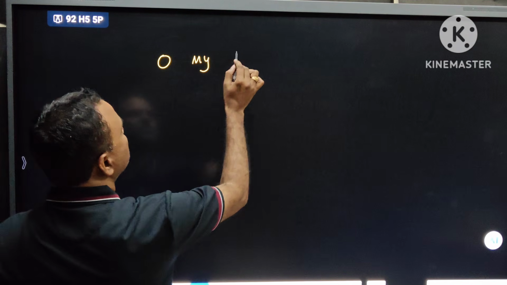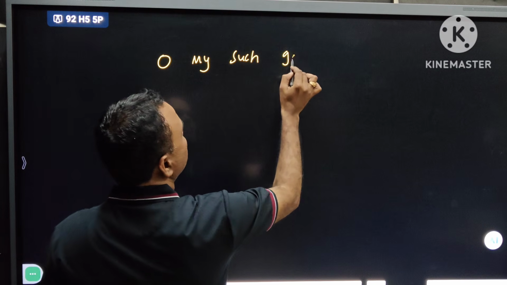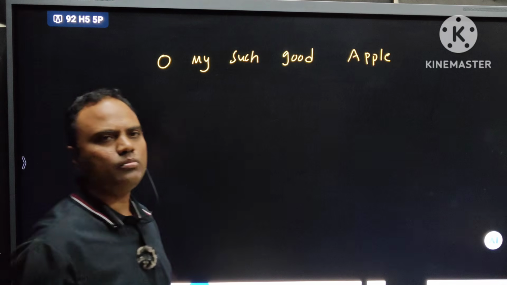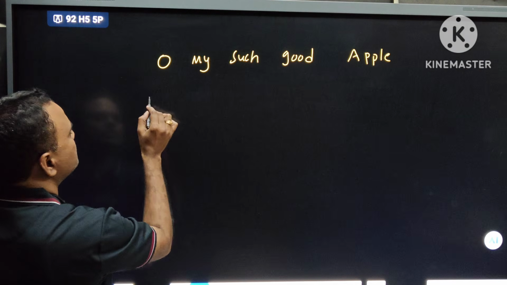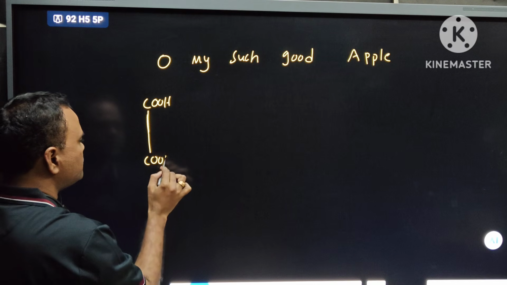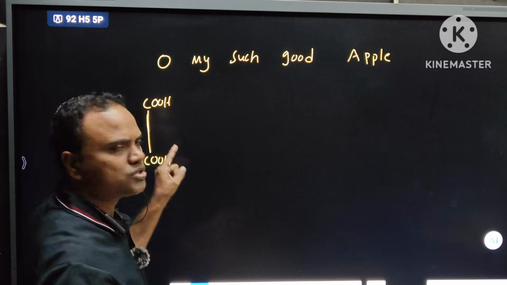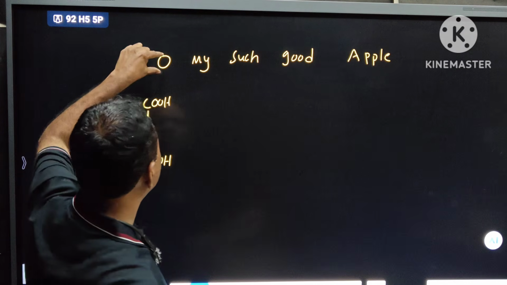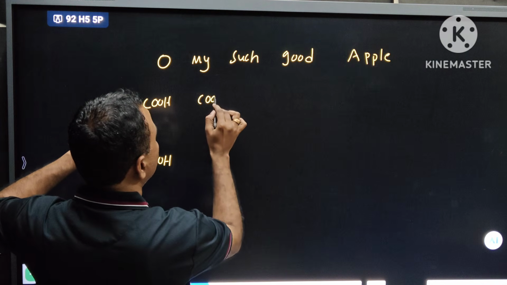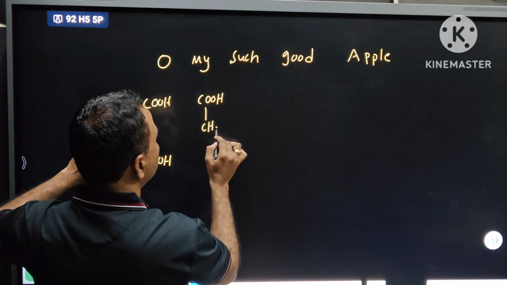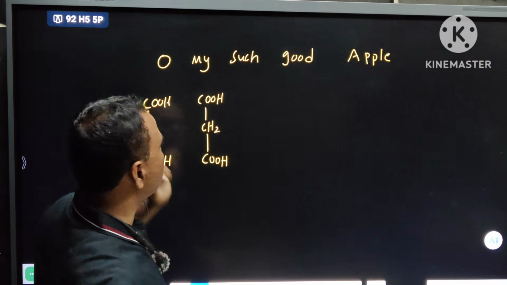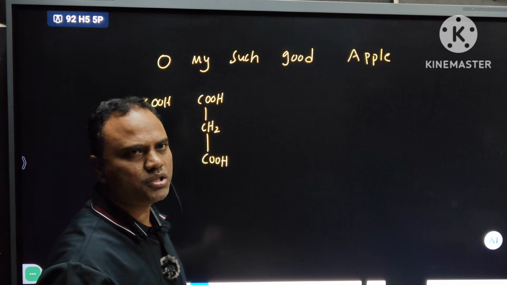Oh my such good apple. See, COOH. Between these two COOH, is there any CH2? No. Zero. That's right. Zero, and O, alphabet O. Next, COOH, CH2, COOH. In the middle, CH2 is present.